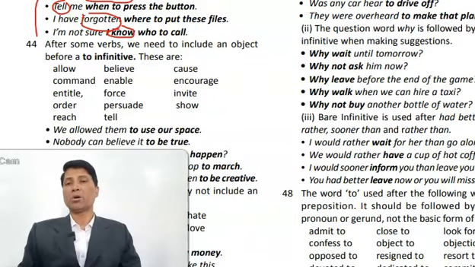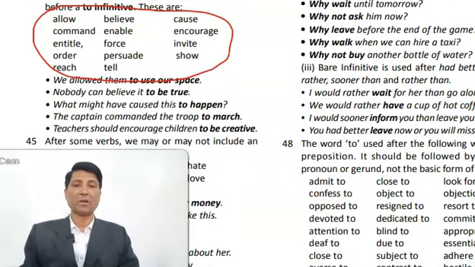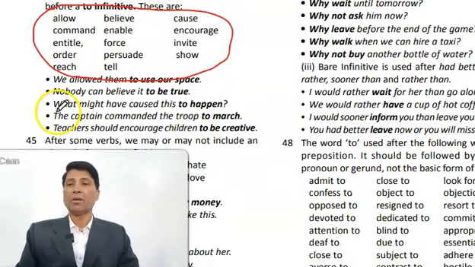Moving on to rule number 44. After some verbs, we need to include an object before a to infinitive. What are these verbs? The list of those verbs is given over here. What does it mean? Look at the examples given.